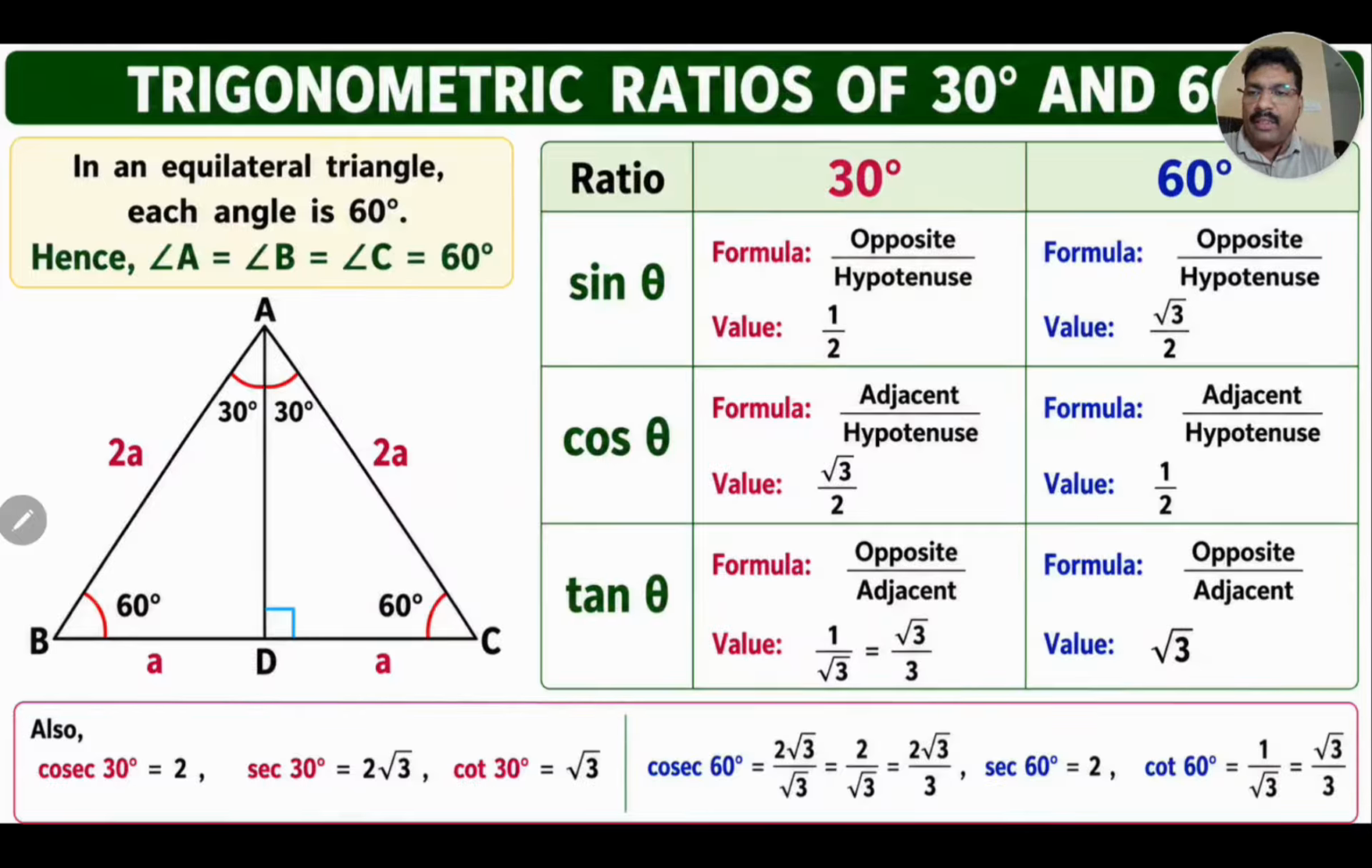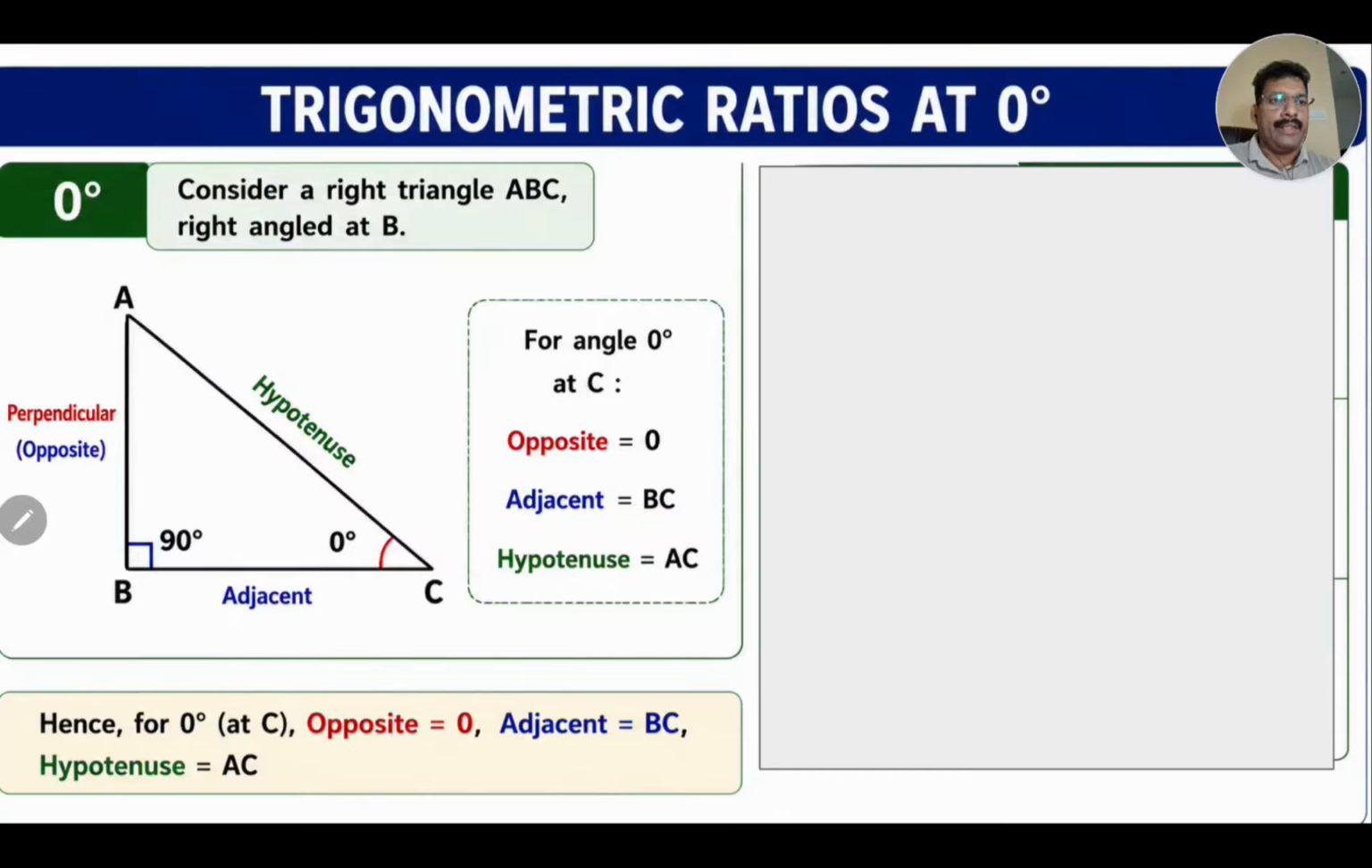So next, trigonometric ratios at 0 degrees. So consider right angle triangle ABC, right angle at B. So here 90 degrees and 0 degrees you are taken here. 0 degrees means actually the hypotenuse AC will coincide like this with BC. So if you take 0 degrees here, AC and BC will be equal here. So BC and AC coincide because of 0 degrees.